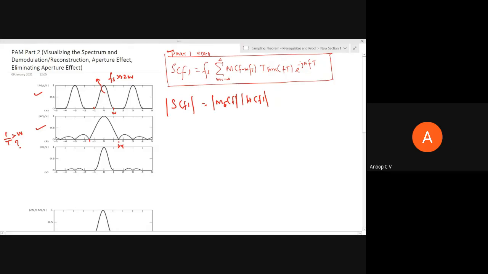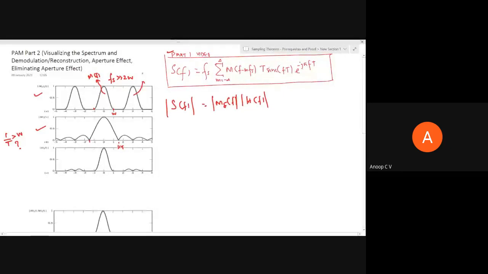These are normalized spectrums. You don't have to get confused with that. Amplitude again, they have normalized to the value 1. So now this will be m of f. This will be m of f minus fc. This will be m of f plus fc.